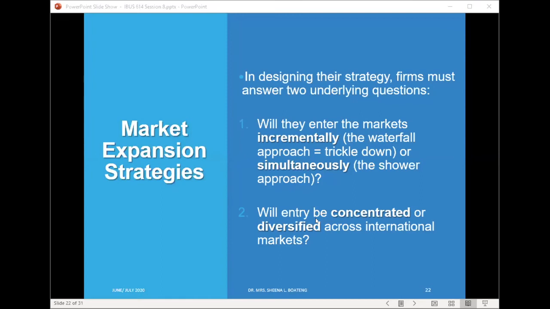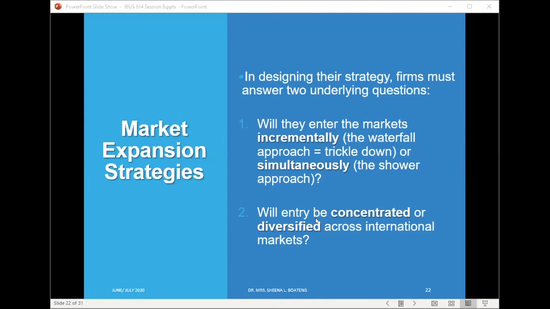Now, in designing your market expansion strategy as a global marketer, you need to answer two underlying questions. The first one being, will you enter the market incrementally or simultaneously? In the event that you decide to enter the market incrementally, we say you are using what we call the waterfall approach or the trickle-down approach, where you are doing it in a sequential manner, step by step. However, the simultaneous approach, we refer to as the shower approach, meaning that you are entering several markets at the same time using different global marketing strategies.